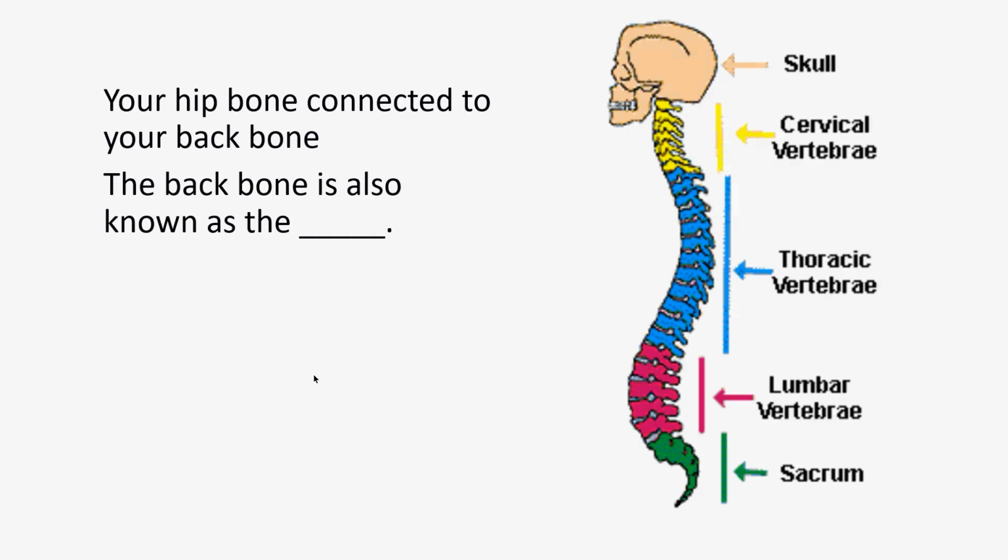And what is the spine made up of? All those little things on the right-hand side, all those little gnarly looking things are called vertebrae. Yes, you guys are rock stars. Well done.